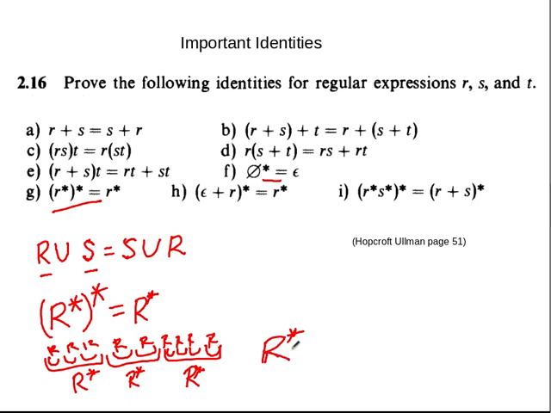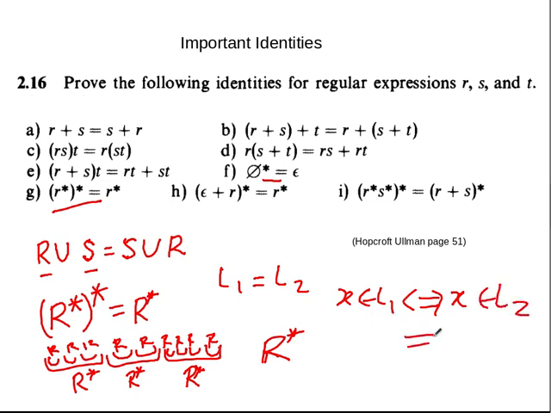So you can try to write this formally with induction depending on the string length. If you are trying to prove that some L1 is equal to L2, you have to prove that x belongs to L1 if and only if x belongs to L2. You first prove one direction, then the other, and that you do with induction on the length of x. So these are trivial examples, but these are important identities.